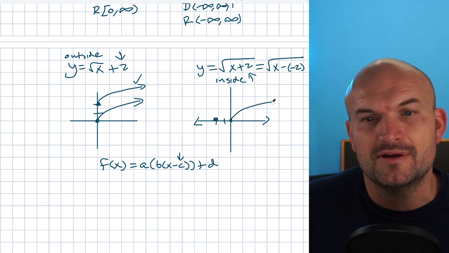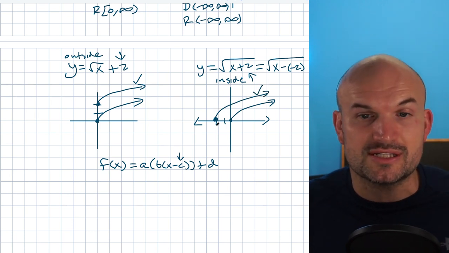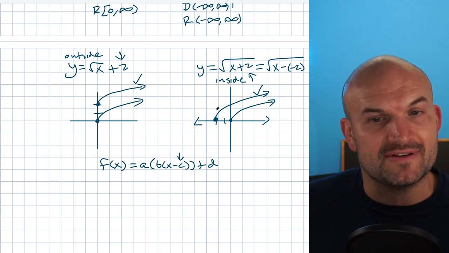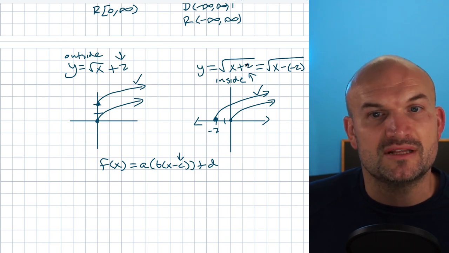So here's the parent graph, right? And then here is my new transformed graph, right? Shifting it 2 units to the left, not 2 units to the right. So if this graph works, if it is 2 units to the left, that means the point negative 2 is on the graph. Well, let's plug in negative 2 into the function.